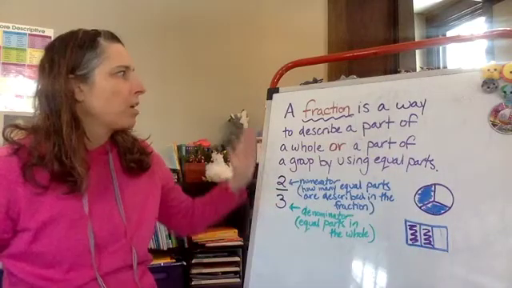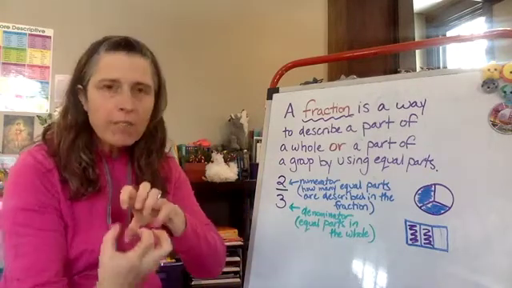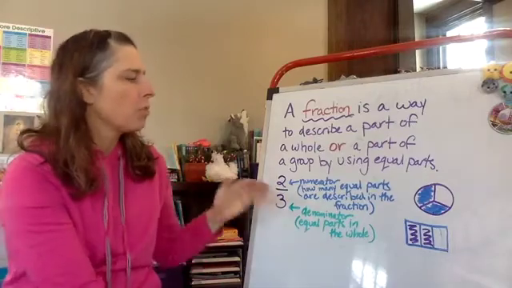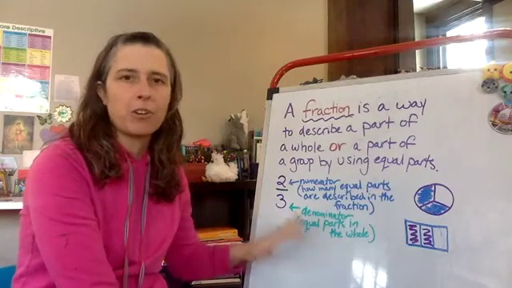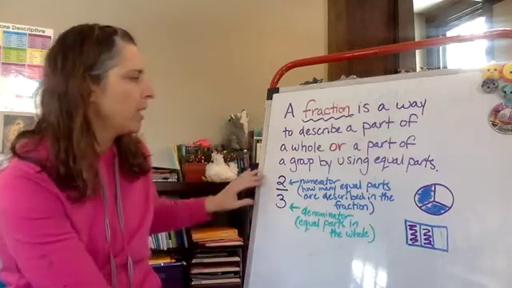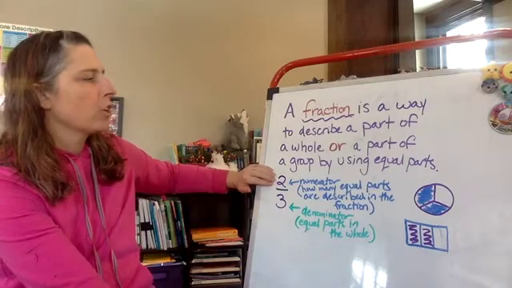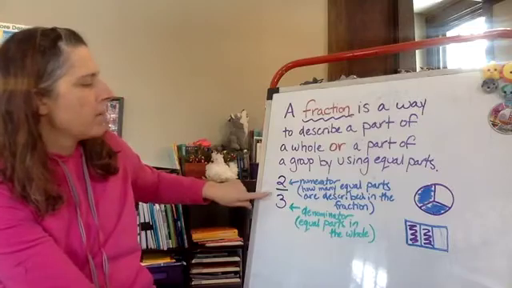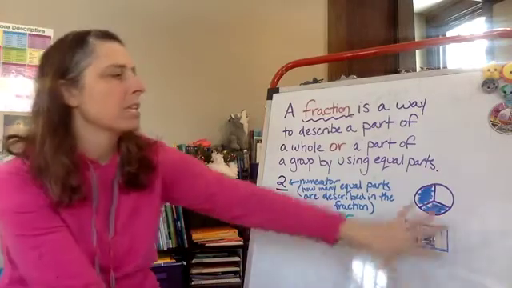So, remember, a fraction is a way to describe a part of a whole or a part of a group by using equal parts. So we have been exploring the different fraction terminology, or fraction vocabulary, which we've been looking at. The top number is the numerator, or how many equal parts are described in the fraction, and the bottom number is the denominator, the equal parts in the whole.